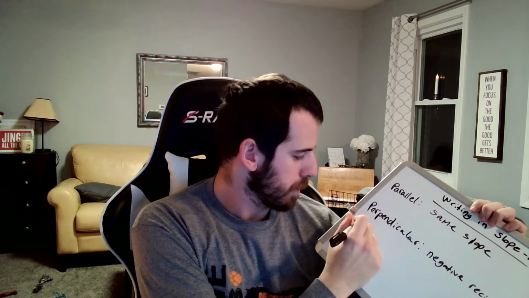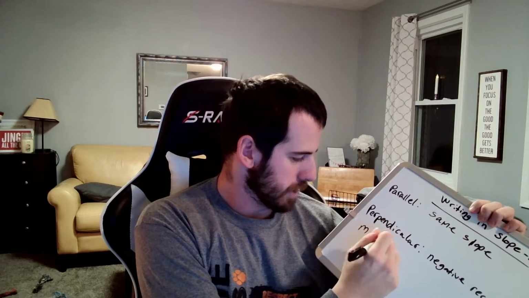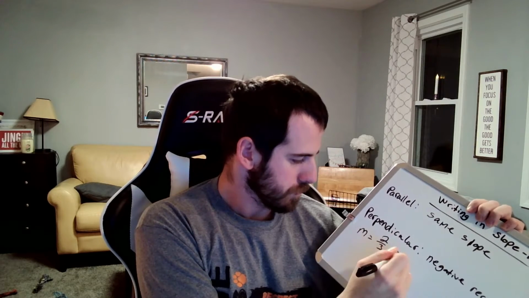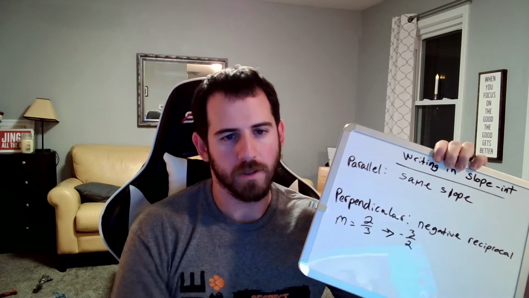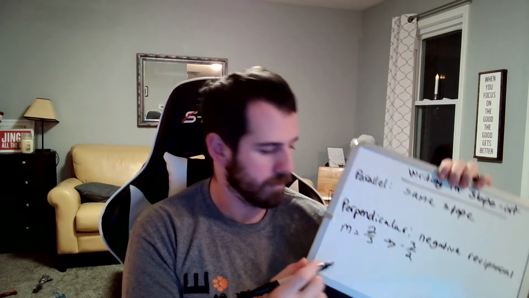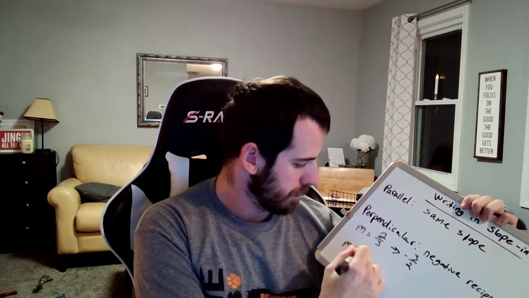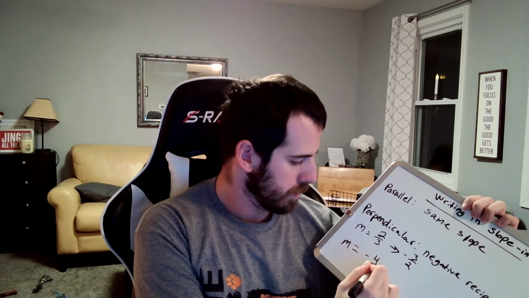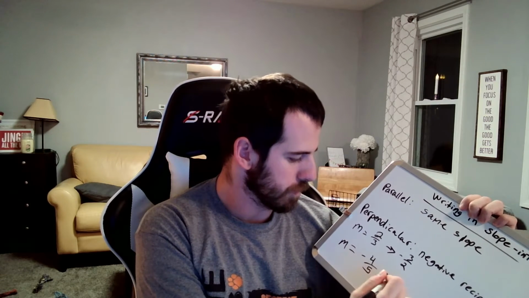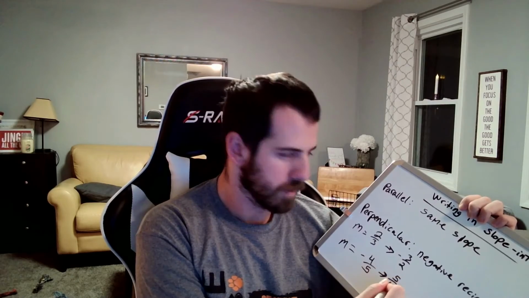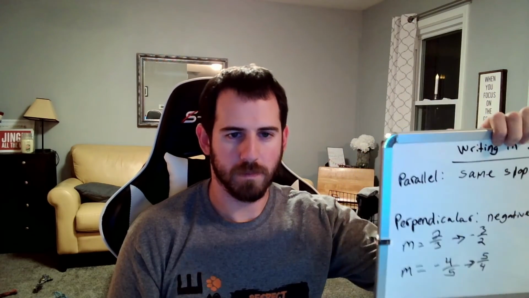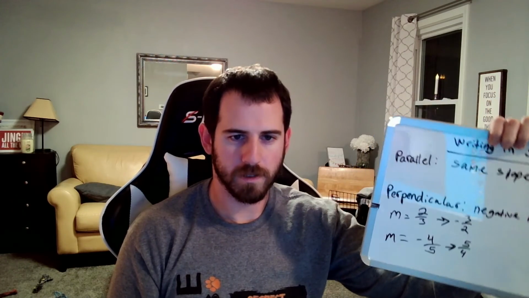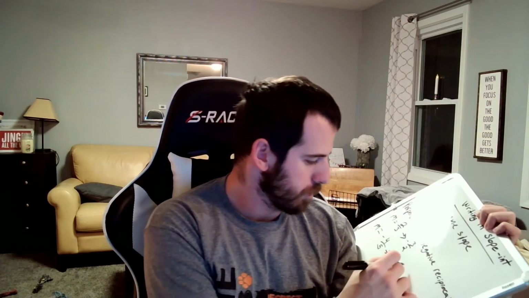So if we had the slope, let's say 2/3, we would change that to negative 3/2. Okay, we flipped it upside down and we made it negative. Let's say we had m equals negative 4/5. That would turn into a positive 5/4. Okay, again, I'm not good at writing on a board when it's upside down and backwards. Okay, 5/4. And let's do one more.